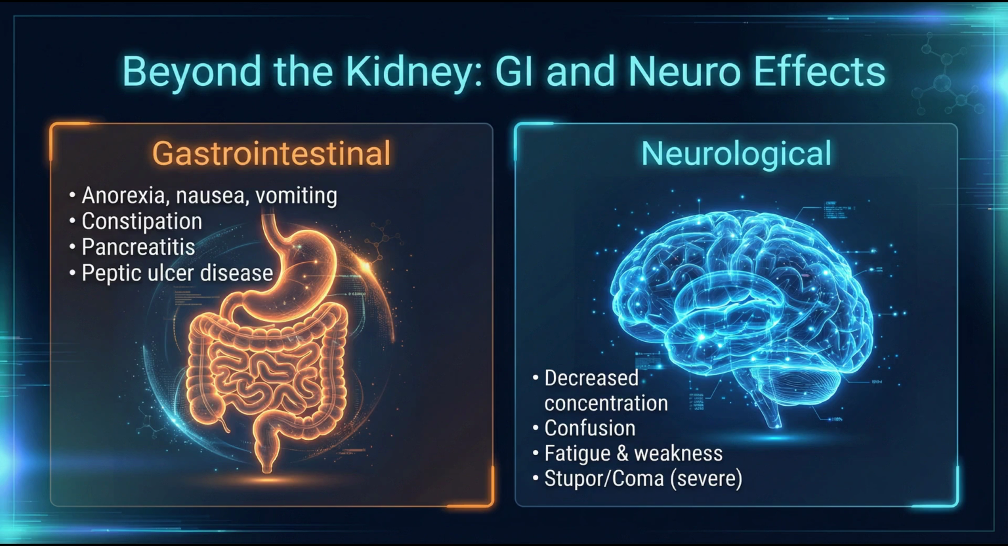Gastrointestinal symptoms are common and often the presenting complaint. Constipation occurs due to decreased smooth muscle contractility. Nausea, vomiting, and anorexia are frequent. Peptic ulcer disease risk increases. And acute pancreatitis can occur in severe cases. Neurologically, patients experience fatigue, weakness, and cognitive dysfunction. Severe hypercalcemia causes lethargy, confusion, and can progress to stupor and coma.